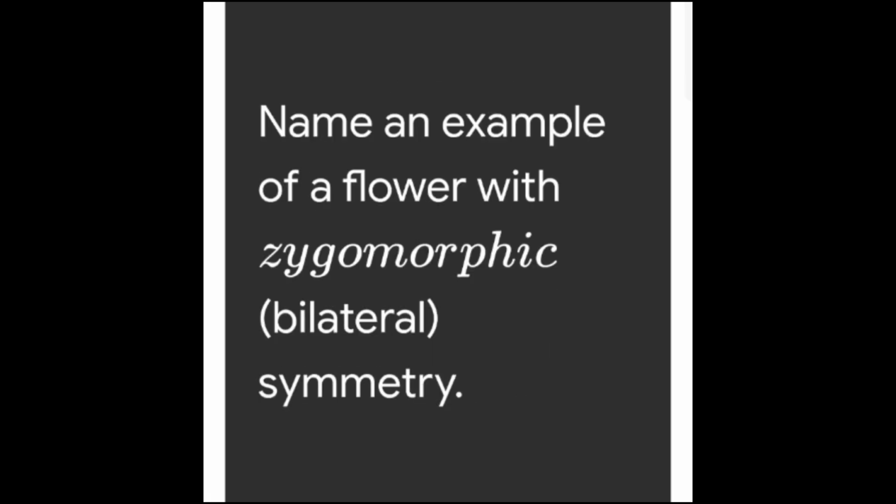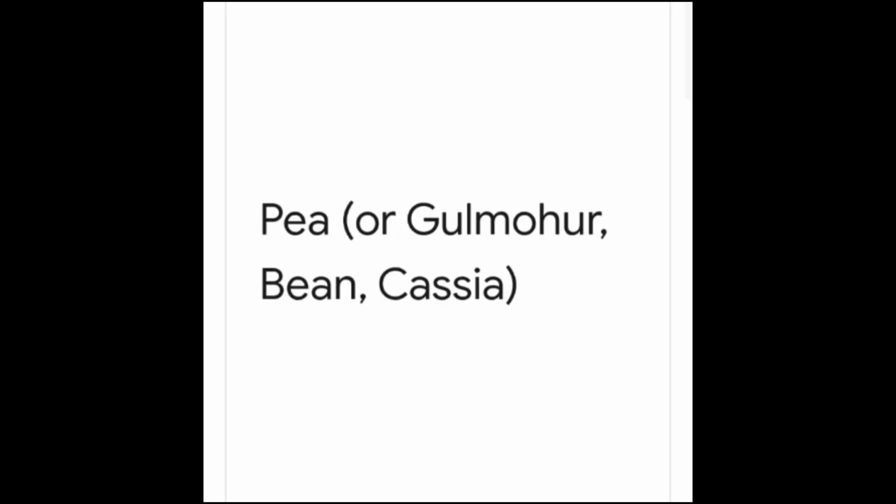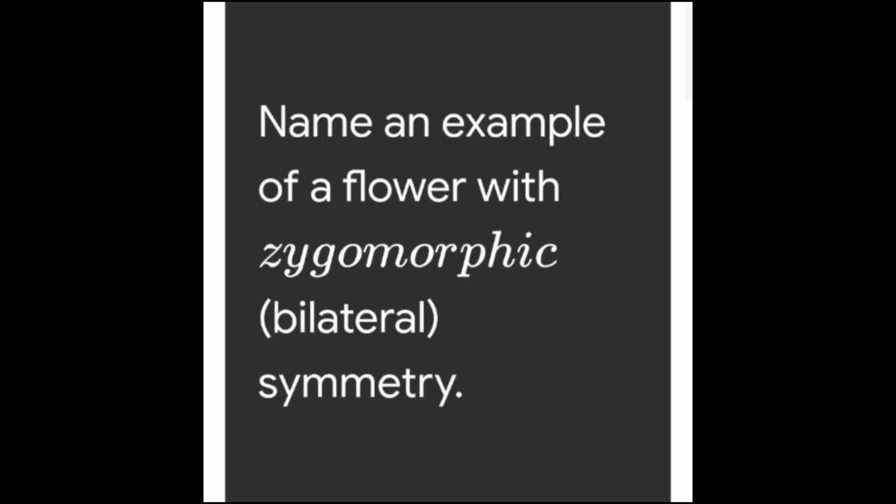Next, name an example of a flower with zygomorphic bilateral symmetry. Can you name a flower that has zygomorphic bilateral symmetry? It is gulmohar, bean, cassia or pea. These are the names of the flowers that will show bilateral symmetry, zygomorphic. Here we can see the flowers with zygomorphic bilateral symmetry are cassia, gulmohar, beans or pea.